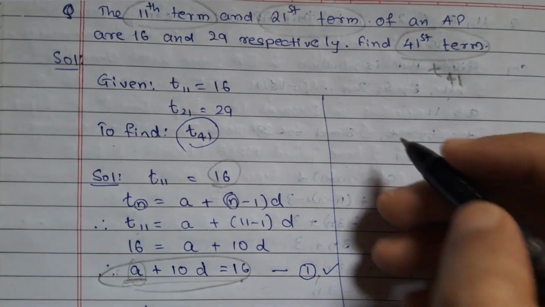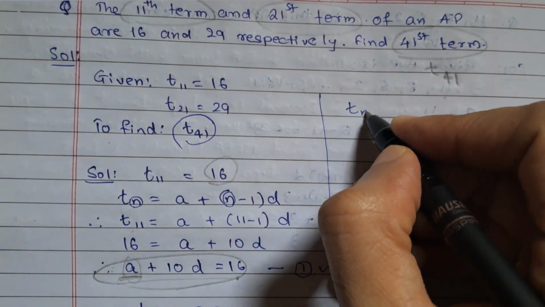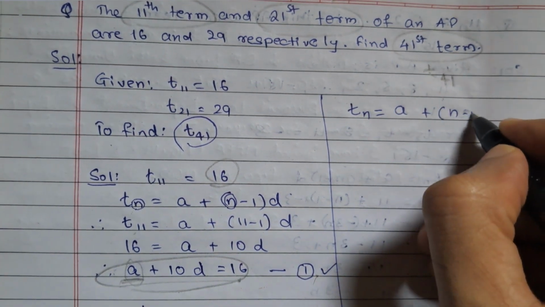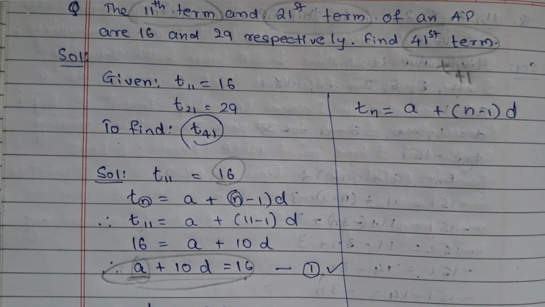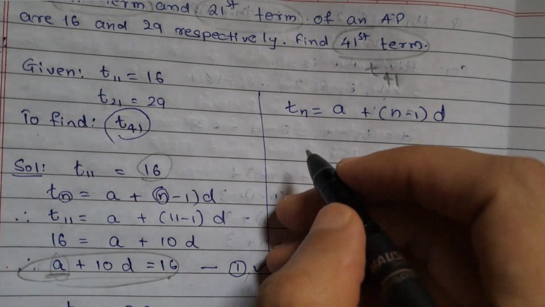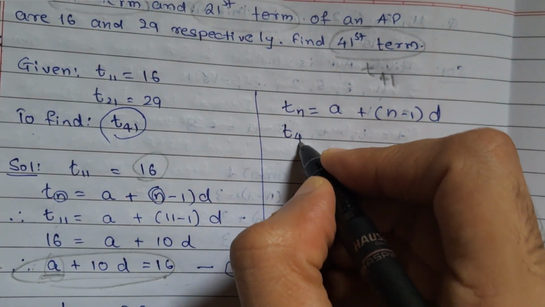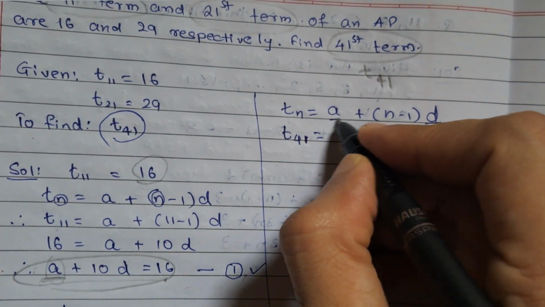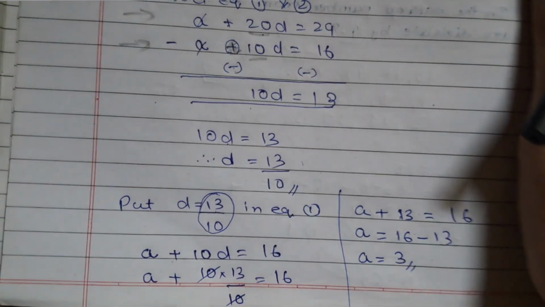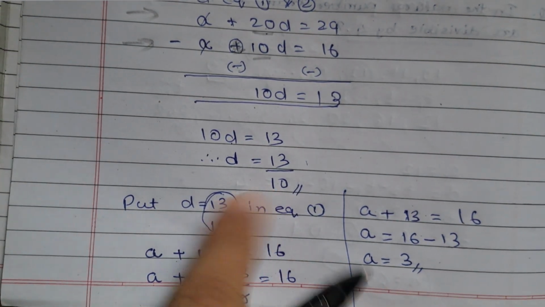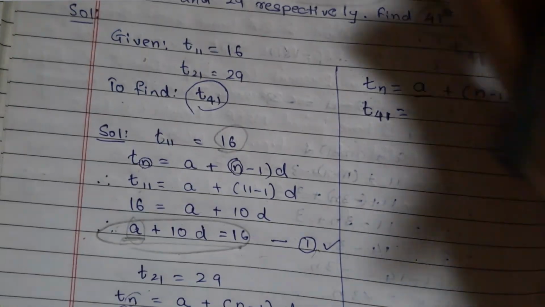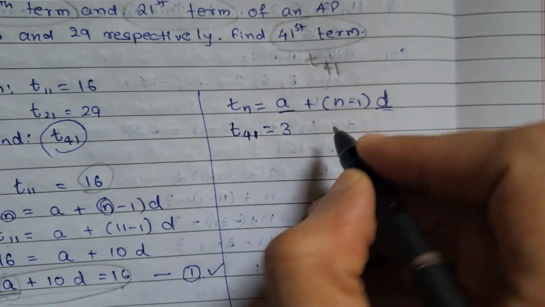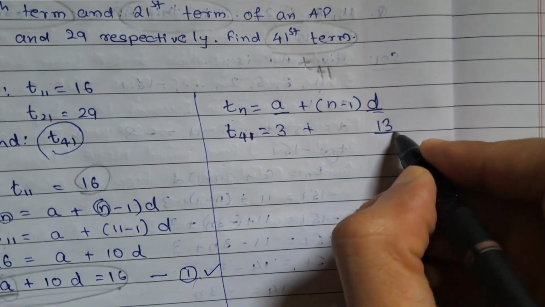In order to find T41, let me just recall my formula of Tn again. Tn's formula is a plus n minus 1 into d, correct? So this time my aim is to find T41. So instead of n, I will put 41 over here. But I know a and I know d, right? What are a and d? a is 3 and d is 13 upon 10. Let me put those values over here, a as 3 and d as 13 upon 10.